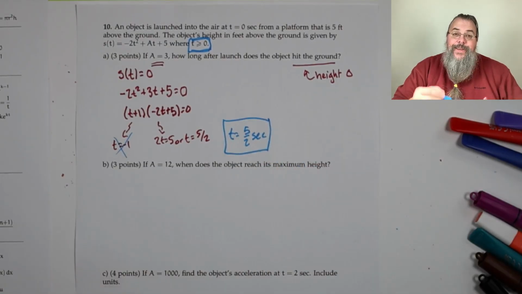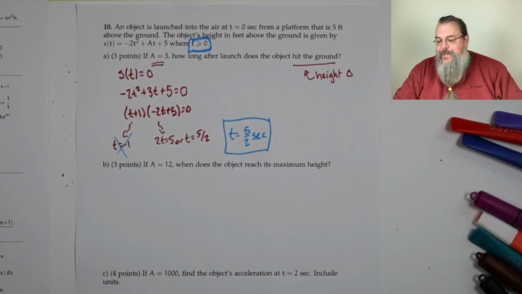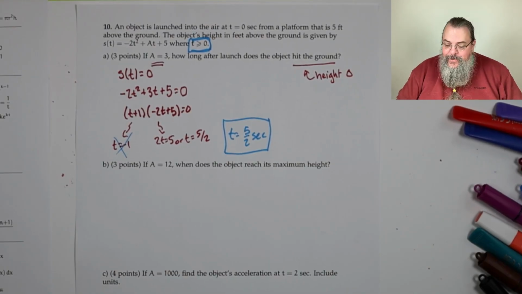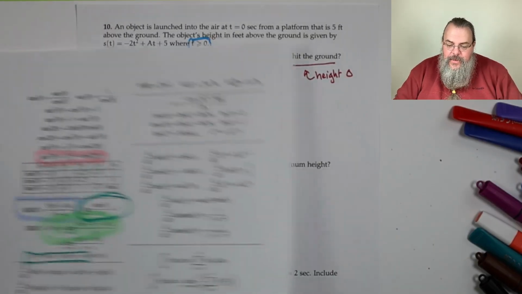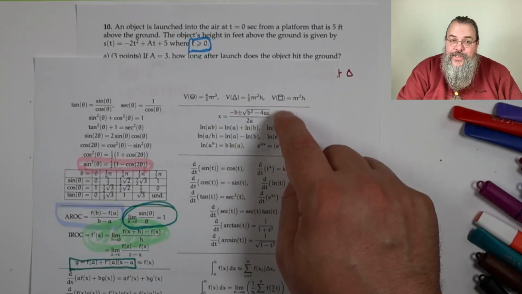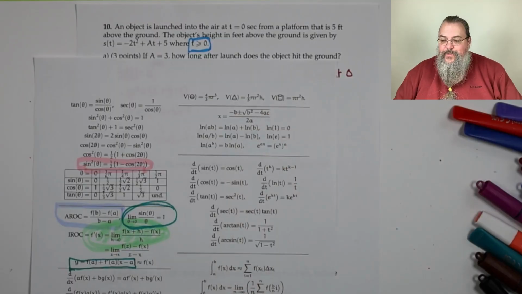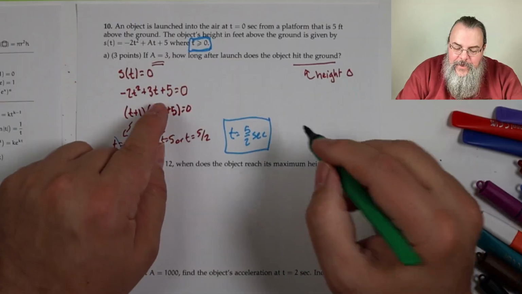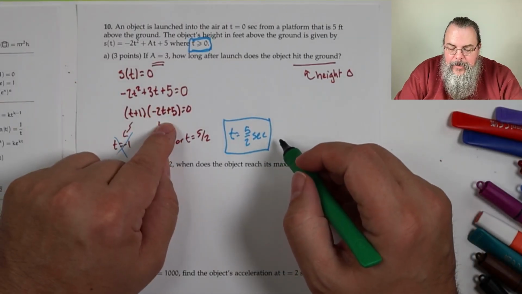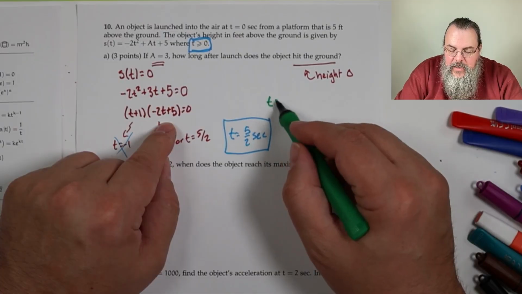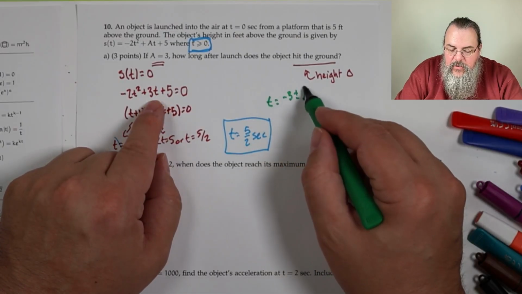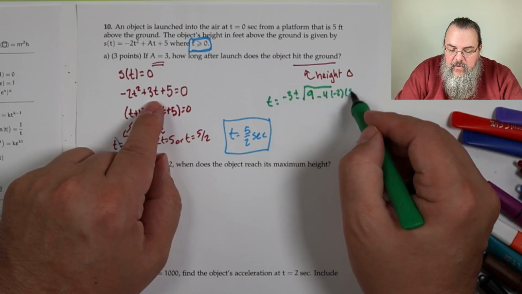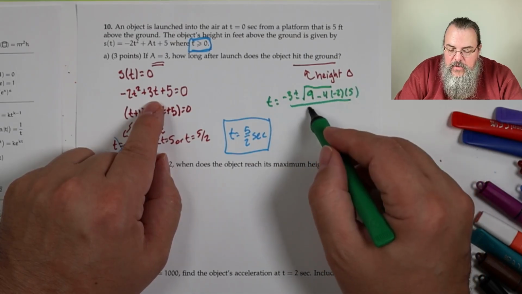Now, what if you didn't see how to factor that? No worries, because what can we do? We can always throw in the quadratic formula, and spoiler alert, it's in the formula sheet. -b plus or minus the square root of b squared minus 4ac, all over 2a. So if you couldn't see the factoring, then you could say, okay, t equals -b plus or minus the square root of b squared minus 4ac, all over 2a.